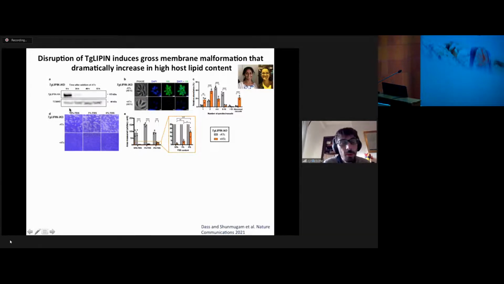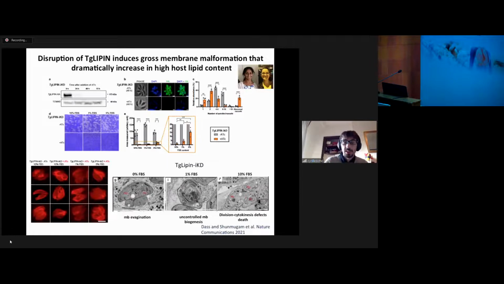Knowing from our previous results that the nutritional environment is important for the parasite, we changed it to 10% FBS, high nutrient, 1% about normal, and low starvation. The parasites tend to grow better in a higher nutrient environment, but here in the mutant, it was the other way around. The more nutrient we put in, the less the parasites were able to grow. So there's something wrong with having more nutrient and no lipin. It kills the parasite.